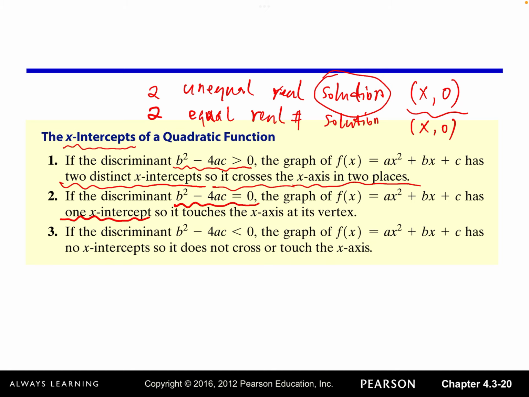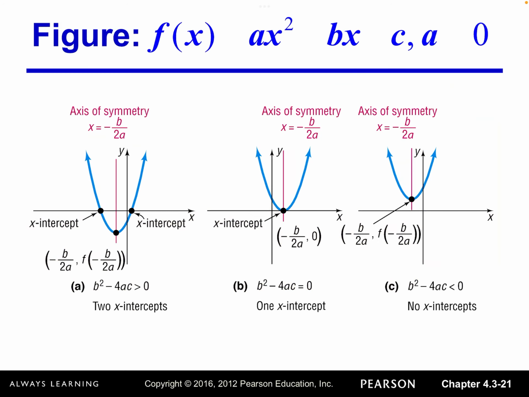And when the discriminant is less than 0, the graph has no x-intercepts. That means the parabola never crosses or touches the x-axis. The vertex is above the x-axis if the parabola opens up, and below the x-axis when the parabola opens down. Now let's look at the graph to see how the value of the discriminant represents the number of x-intercepts on the graph.